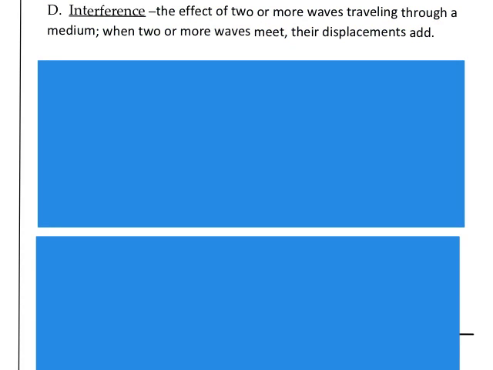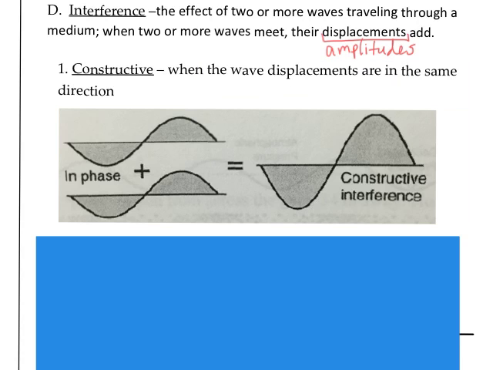Our next behavior of waves is something called interference, and this is the effect of two or more waves traveling through a medium or a material. When these two or more waves meet, we're going to add their displacements or their amplitudes. There are actually two types of interference. Our first one is called constructive interference. This would be when the wave displacements or amplitudes are in the same direction.